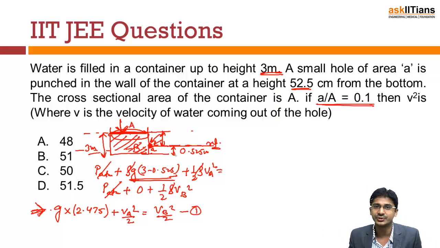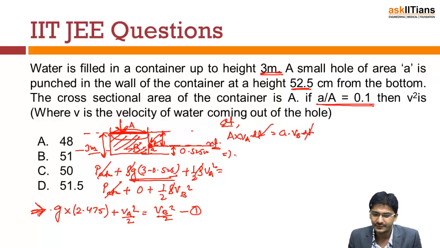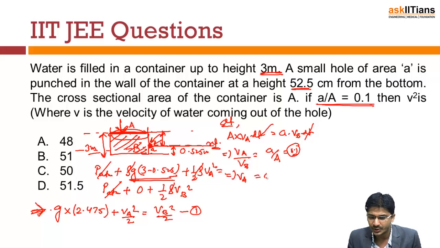So if you apply the equation of continuity in any time dt, we'll have capital A into the velocity of A into dt must be equal to small a into velocity of B into dt. dt gets cancelled. What we have is VA by VB is equal to small a by capital A, that is 0.1. So if you put this value, VA is 0.1 times VB. Okay, we input this here.